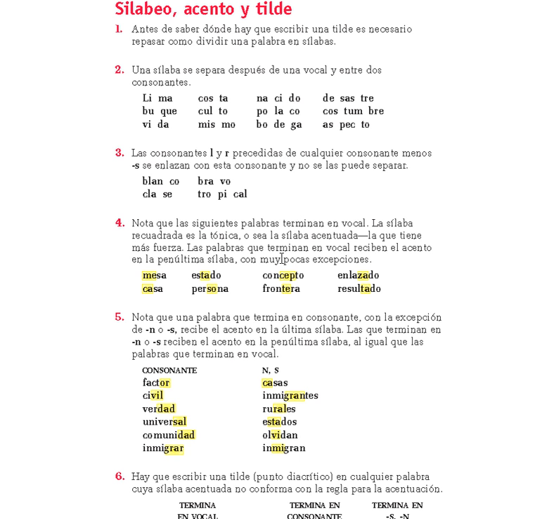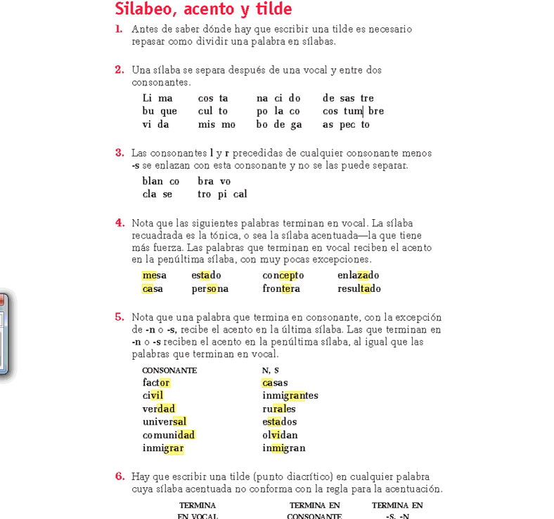Number three says las consonantes L y R precedidas de cualquier consonante menos S se enlazan con esta consonante y no se las puede separar. What we're talking about here are specific consonants, L and R. And when they're preceded by any consonant besides S, what's going to happen is that they're going to be attached to the other consonant that they're connected to.